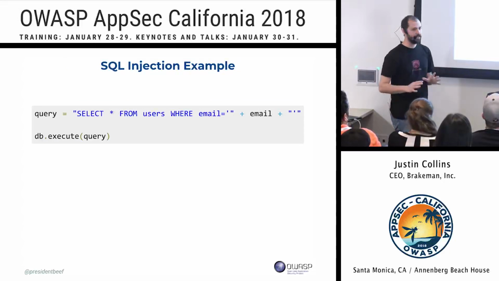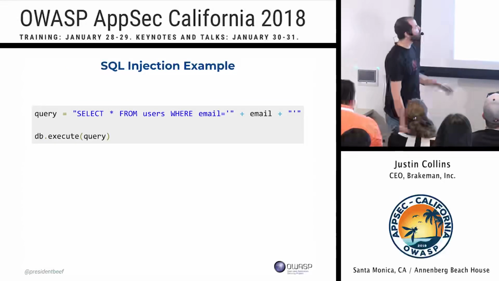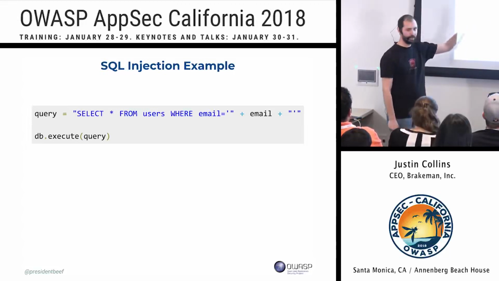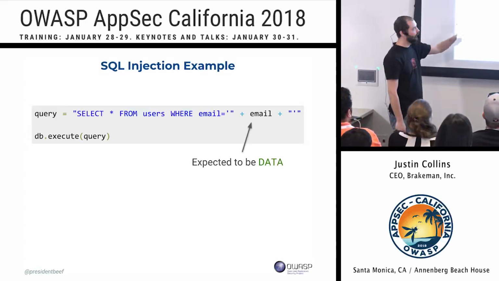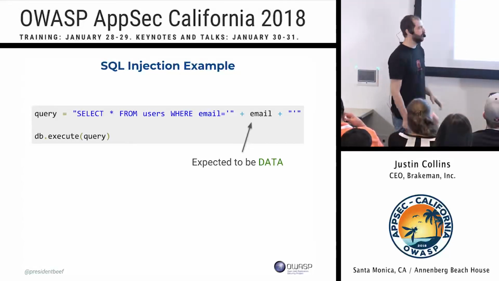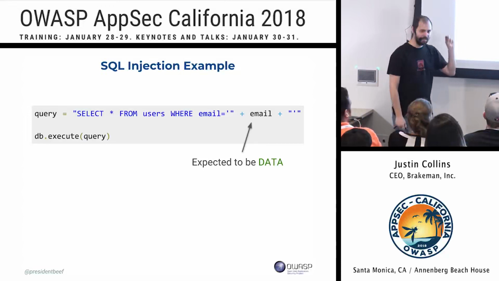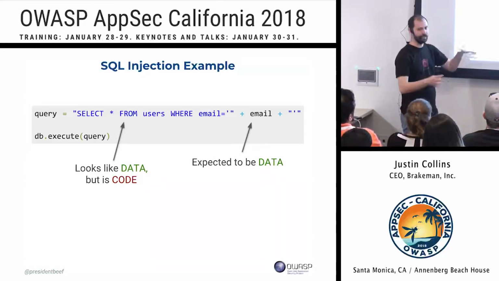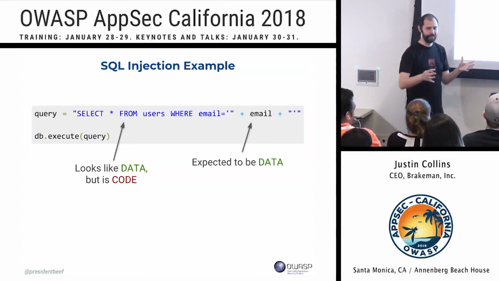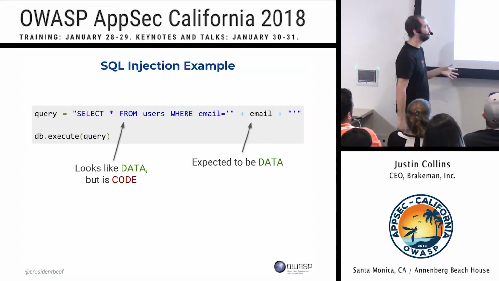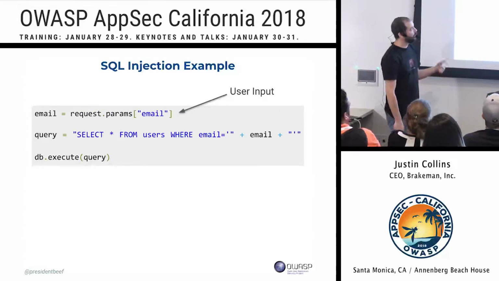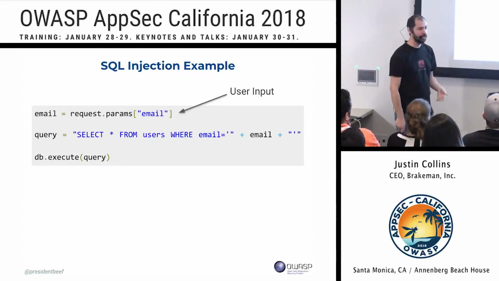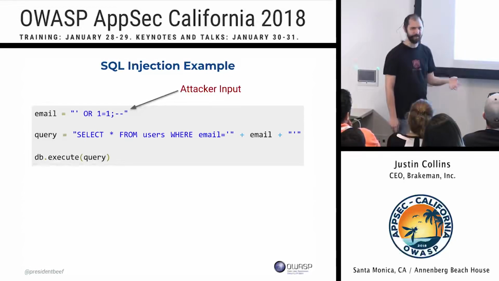All right, so here's our classic SQL injection example. We're creating a query, and we're putting some data into it, and then we're going to execute the query on the database. Just to be super explicit here, we expect that email address to be data, right? And we have this string which looks like data, in the program it's data, but actually we're going to execute it as code, right? And that email is probably going to be user input, in this case a request parameter.